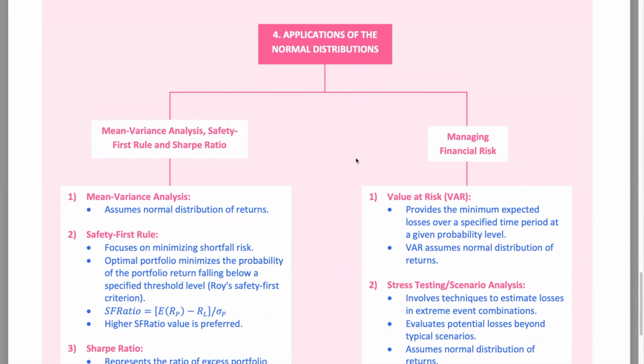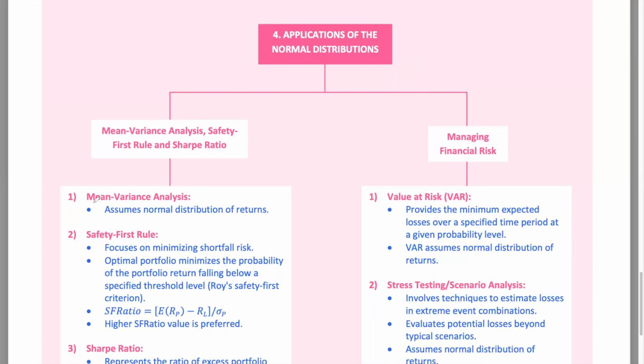In portfolio management, we often assume that returns are normally distributed. This assumption simplifies many calculations and provides a useful framework for risk management. This normal distribution assumption is the foundation for three key concepts: mean-variance analysis, safety-first rule, and Sharpe ratio.